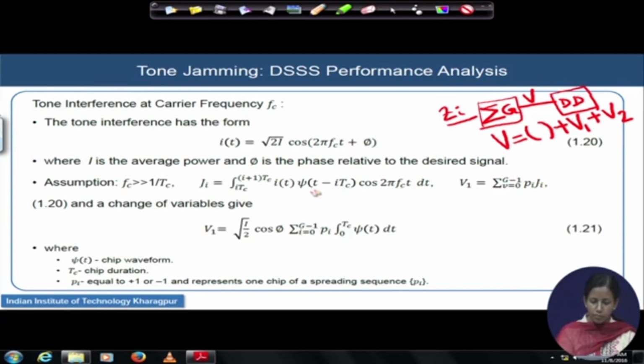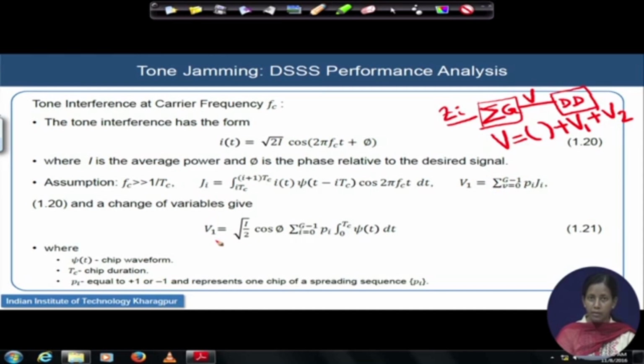So, if I do this substitution and continue the integration, we will end up with equation 1.21, where some change of the variables will definitely be required, because the substitution instead of iTc to (i plus 1)Tc, we have done it over 0 to Tc. So, that shifting of the change of the variables is essential. And finally, for V1, first you substitute the value of Ii in the expression of Ji, and then you add them up.